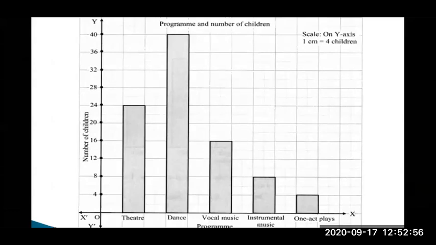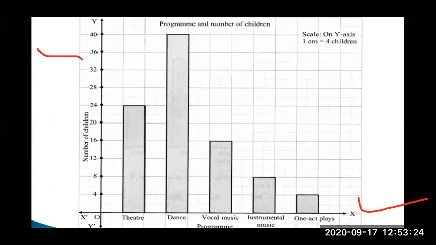You can see over there are the x-axis and y-axis. On the x-axis we have to write the program, and on the y-axis we have to write the number of students. Then we have to write the scale on the y-axis: 1 centimeter equal to 4 children or students. Children or students are the same. If you write student, that is also right, and if you write children, that is also right.